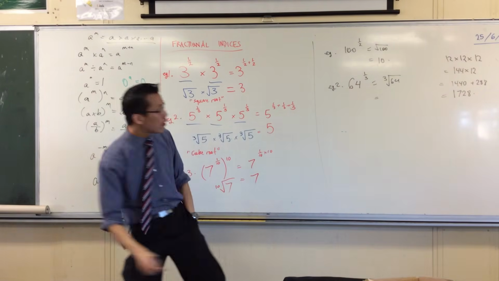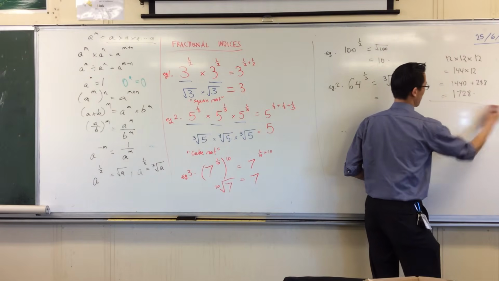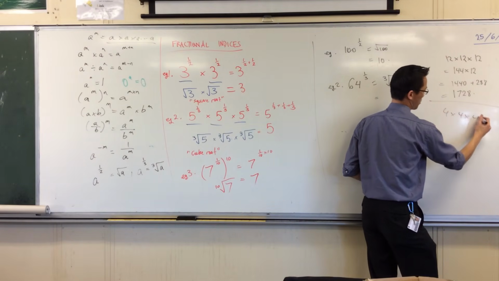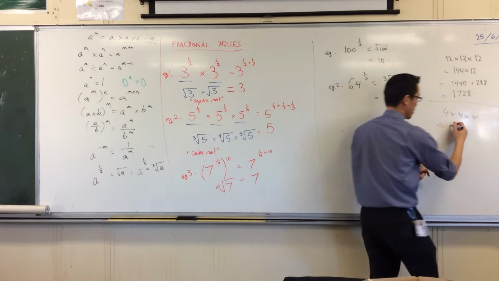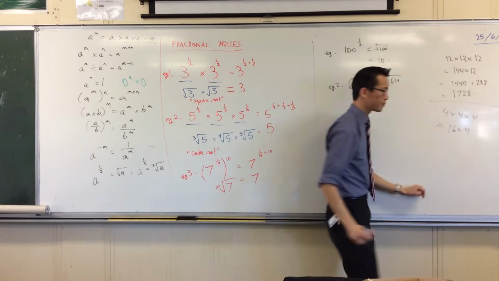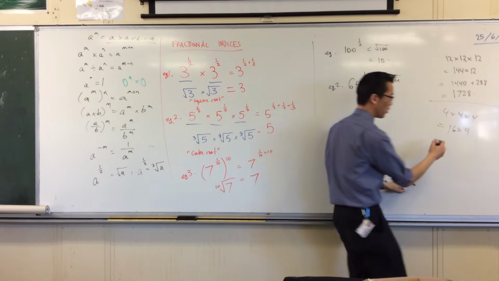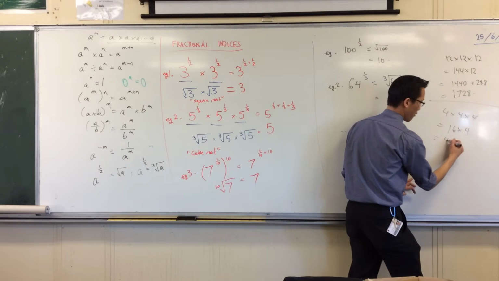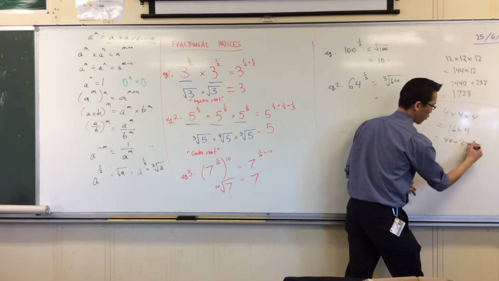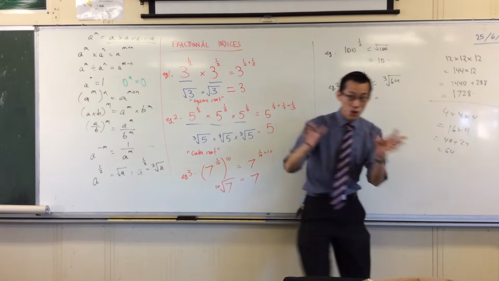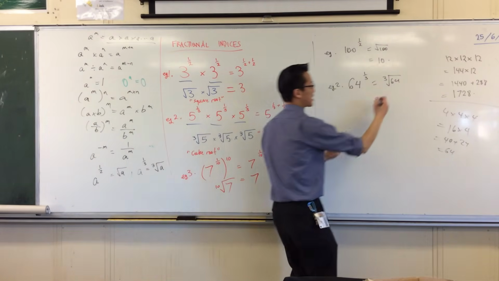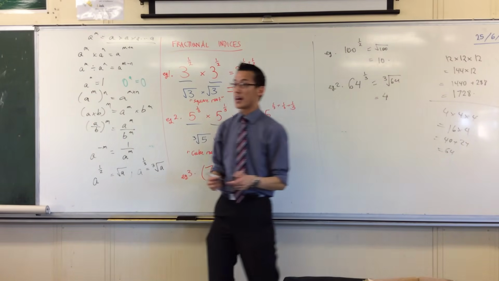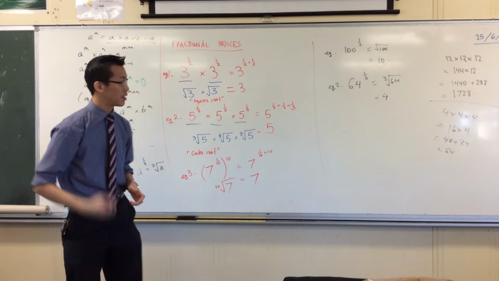Let's try 4. 4 times 4 times 4. You do the first pair. What's 4 times 4? 16. 16 times 4. If you do those, that's 40. If you do those, it's 24. It's 64. It works. The cube root of 64 is 4. That's a less common number, but now you recognize it. So you can use that as an example.